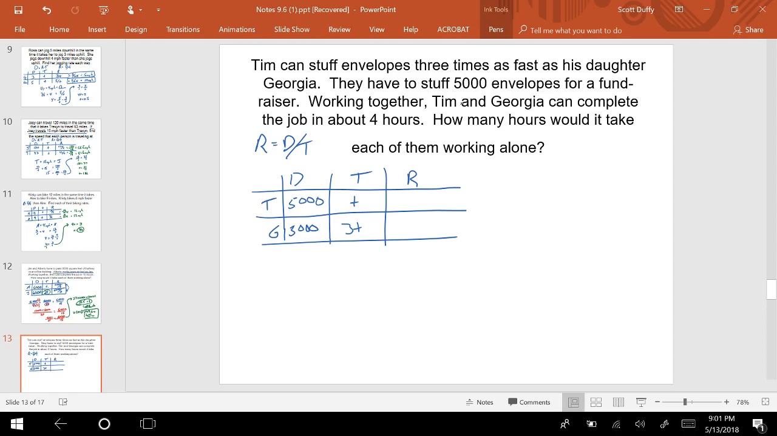Then the rate of Tim by himself would be 5,000 over t. The rate of Georgia by herself would be 5,000 divided by 3t. But together they have to create a rate of 5,000 in 4 hours. So together the rates work together.